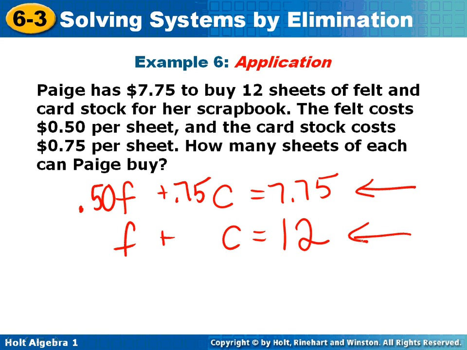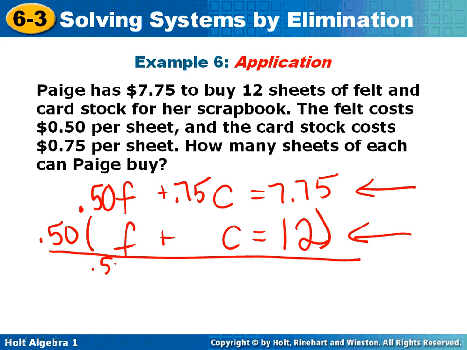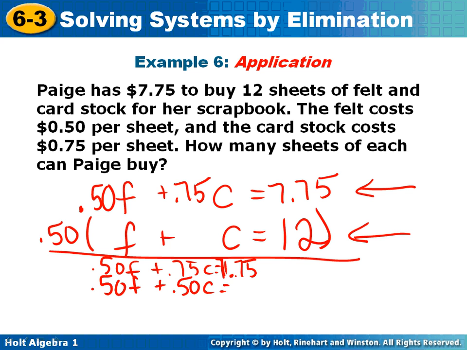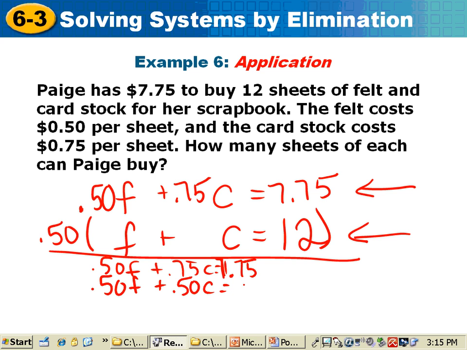Okay, now at this point, if you had your calculator, you could just type it in and find the intersection point. Since you're at home, we have to work it all out. All right, let's go. It's not that hard. So I'm going to multiply the bottom, how about by 0.50? So that gives me 0.50. I'm rewriting the top equation equals 7.75. The second equation is 0.5f plus 0.5c equals 6.